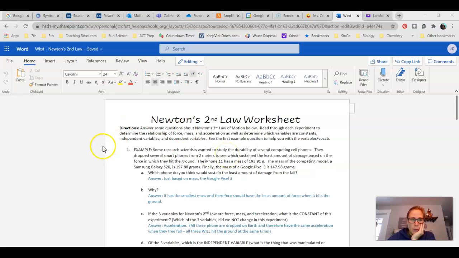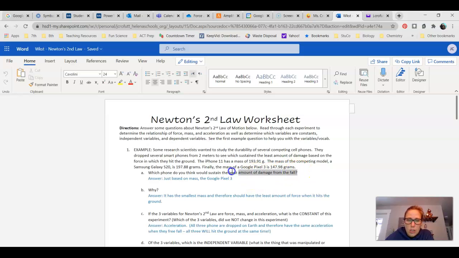So the first example I give you is: some research scientists wanted to study the durability of several competing cell phones. They dropped several smartphones from 2 meters to see which sustained the least amount of damage based on the force with which they hit the ground. The iPhone 11 has a mass of 193.91 grams. The mass of the competing model, a Samsung Galaxy S20, and let's be honest, I made this up, I don't know if that's the actual competing brand, so don't correct me if I'm wrong, is 197.88 grams. And finally, the mass of a Google Pixel 3 is 147.98 grams. Which phone do you think would sustain the least amount of damage from the fall?